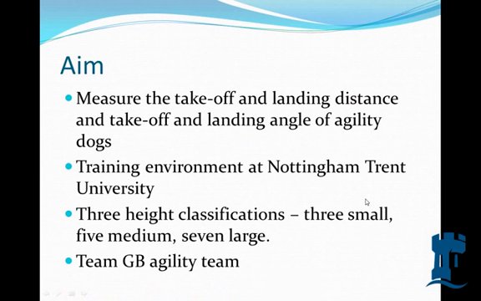So the aim of this study was to measure take-off and landing distance and take-off and landing angle in agility dogs, and to see whether or not that had an effect on jump style in the dog. The study was undertaken at a training environment at Nottingham Trent University. The dogs were split into the three height classifications that I've just explained, and the study consisted of 3 small dogs, 5 medium dogs and 7 large dogs. All of the dogs in this study were elite animals as they formed the Team GB agility team.